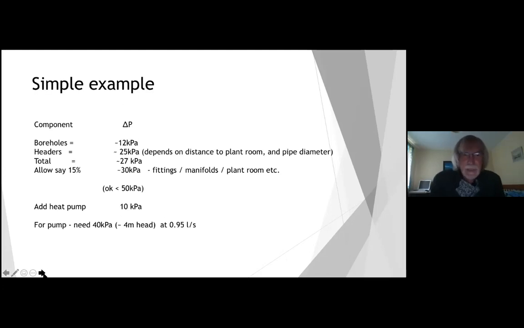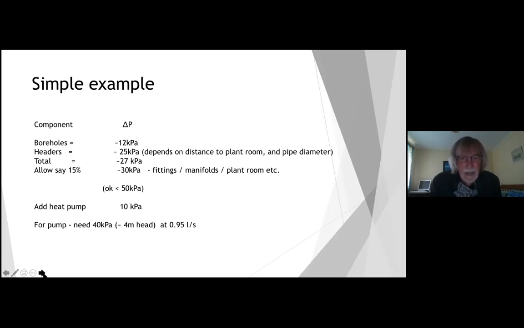So here we'd have worked out the bores were about 12 kPa, the headers were 25. Let's say we haven't done that, but let's assume that's maybe what they are given the distance. You get to 27 kPa, allow 15% for the headers and for the fittings and bends in the plant room and so on. Now we've got a total that's less than 50 kPa.